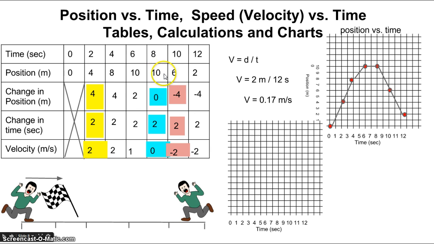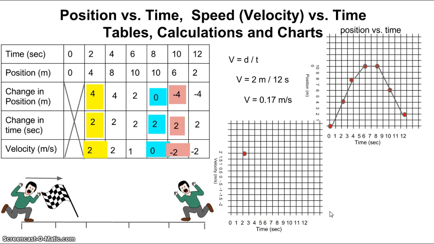So we went from 10 to 6. We've gone minus 4 meters. We've gone backward 4 meters. It took us 2 seconds. So our average speed is minus 2 meters per second. Let's go ahead and graph that. Again, our velocity is going to be our dependent variable because our velocity is dependent on how much time has gone by. And we'll start plotting our points here.